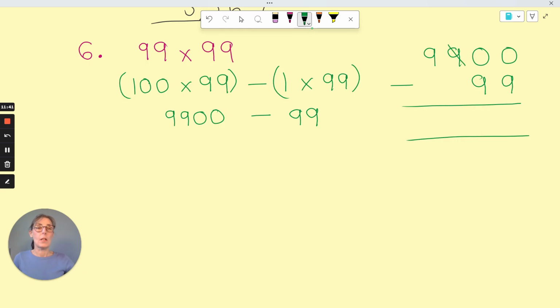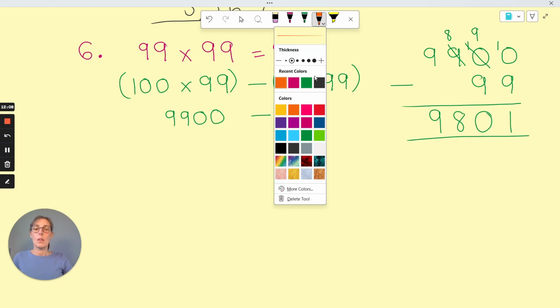So go straight to our number at the top, carry it down. Okay, 10 take away 1 is 9, carry it down. 10 take away 9 is 1. 9 take away 9 is 0. 8 take away, there isn't a digit there, so 8. All right, so that's equal to 9,801. Brilliant.